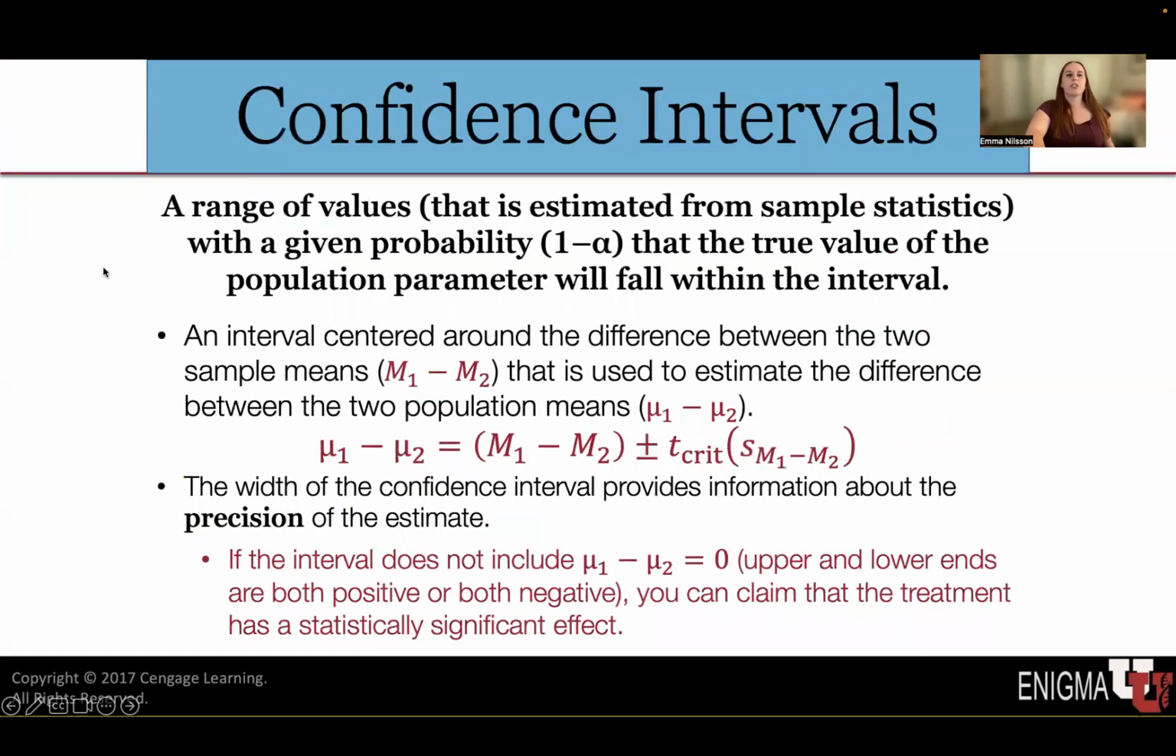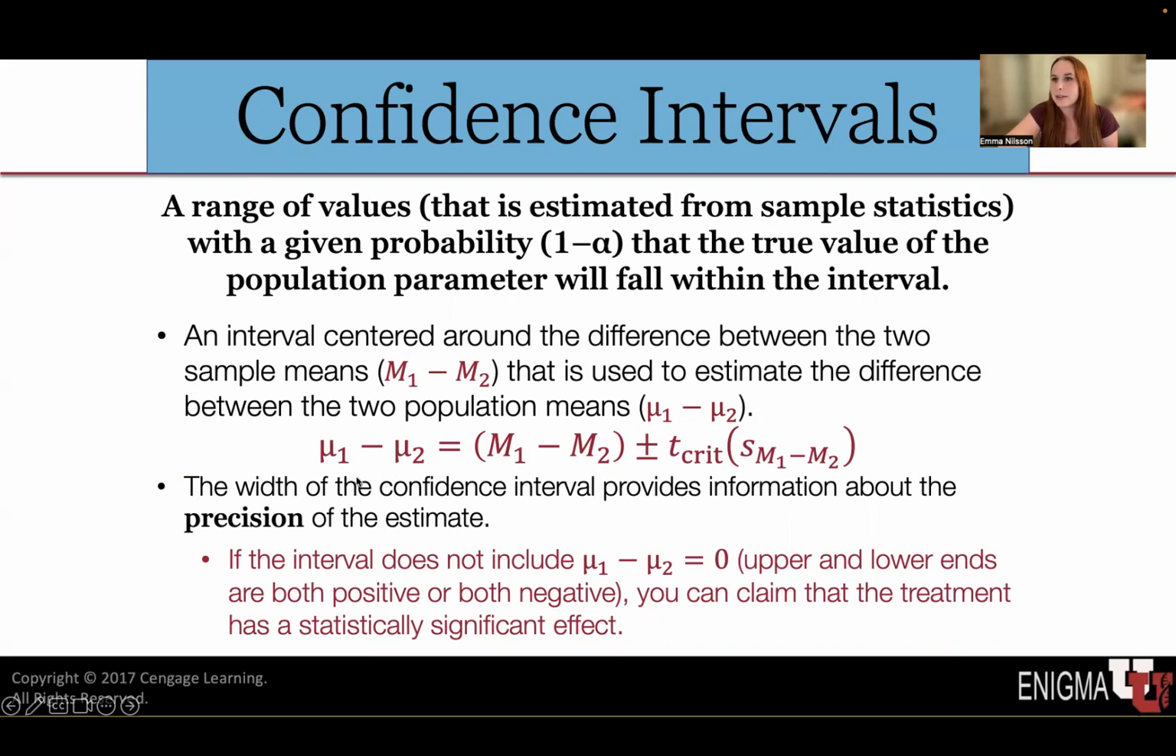Okay, now we're going to talk about confidence intervals. This is the other thing that is really helpful when we're reporting the results of our t-tests. If you remember, in this context, a confidence interval is going to be the range of values that we estimate from our sample statistics with a given probability that the true value of the population parameter is going to fall within that interval. Instead of just centering our confidence interval around one sample mean to estimate one population mean, like we did in the one sample t-test, now we have two sample means and two population means to deal with in an independent t-test. So we're going to center our confidence interval around the difference between the sample means instead.